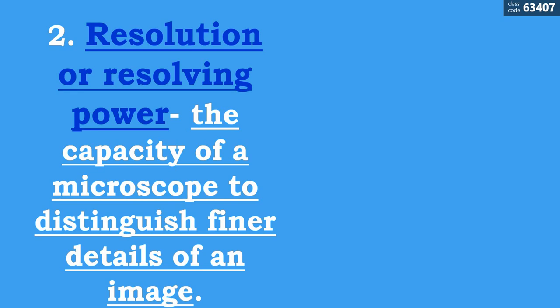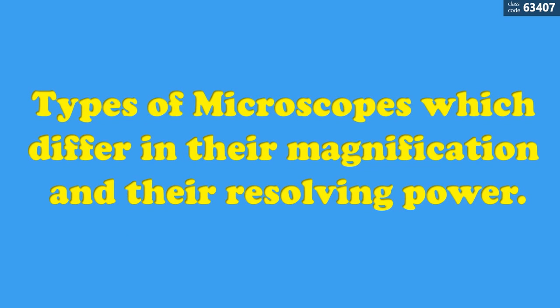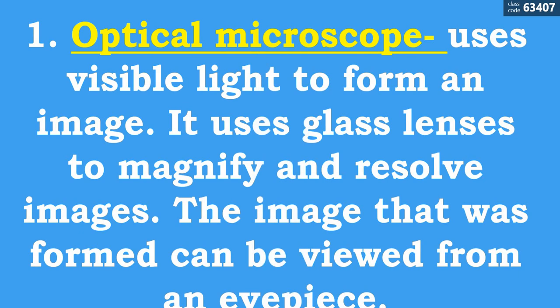The other one besides magnification is the resolution, or the resolving power. It is the capacity of a microscope to distinguish finer details of an object or image. Okay, so we are given types of microscopes which differ in their magnification and their resolving power. So the first is the very common optical microscope. It uses visible light to form an image. It uses glass lenses to magnify and resolve images. The image that was formed can be viewed from an eyepiece.